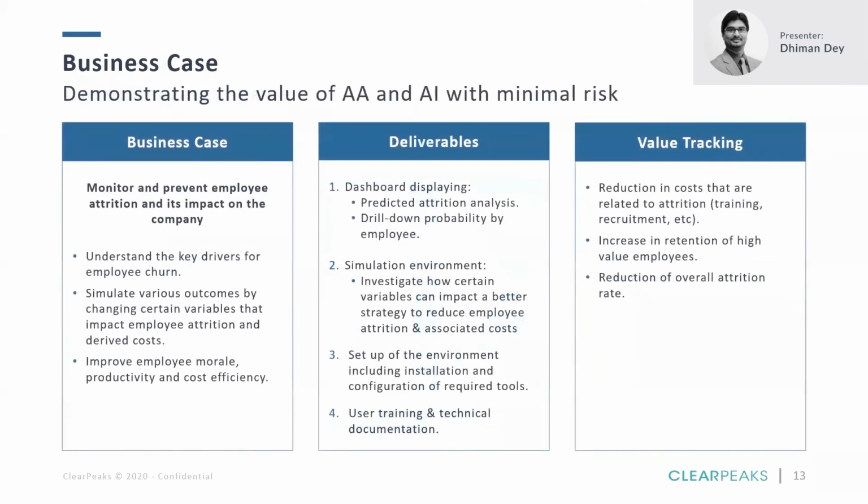Now quickly, what do we solve, what are the deliverables, and what is the value tracking that we get out of this entire machine learning or AI solution? So the business case, as we have all known, is to understand employee attrition, why things are happening the way that is happening within your organization. After that, we give you the deliverables in terms of a predictive model that can predict whether a particular employee is going to leave your organization or not.